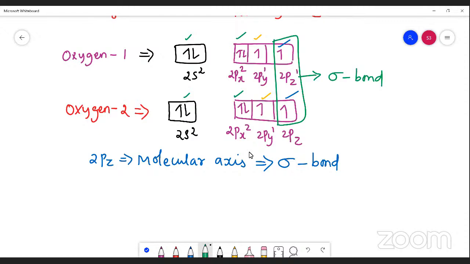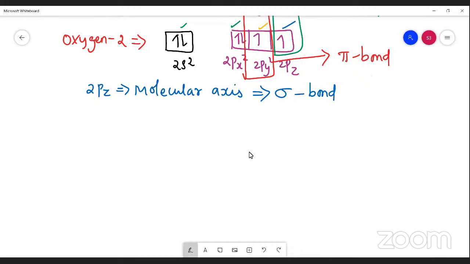Okay, and same way, if you take the 2py containing 1 unpaired electron, those 2 electrons should overlap and it forms a pi bond. Okay, this is not on the molecular axis, so that's why there is lateral overlapping, and there is formation of a pi bond. Okay, so now I'm going to show the diagram for the formation of an oxygen molecule.